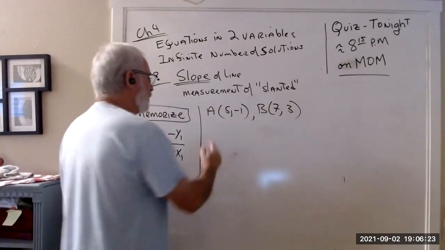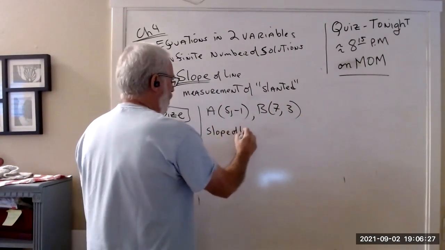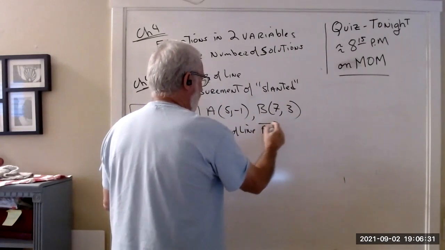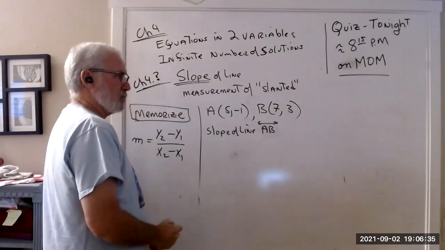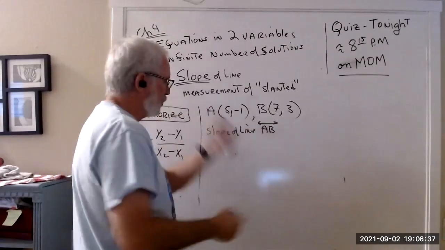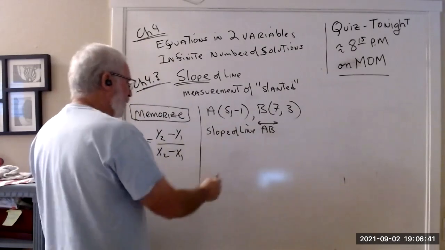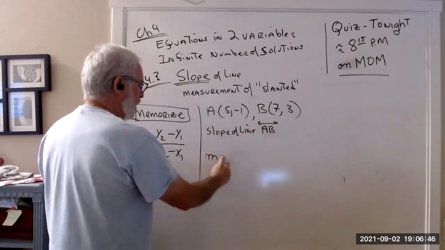And I want to find the slope of the line from A through B. What's its slope? Okay, and I'm going to show this in a couple of different ways. Well, mathematically, the formula says m equals.